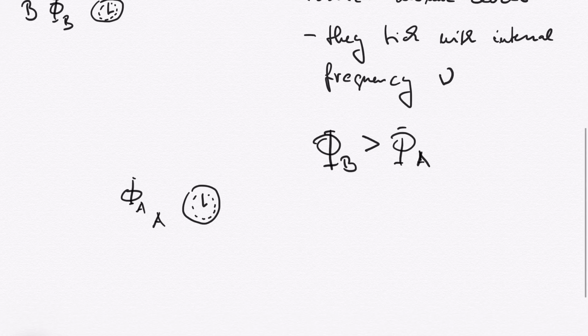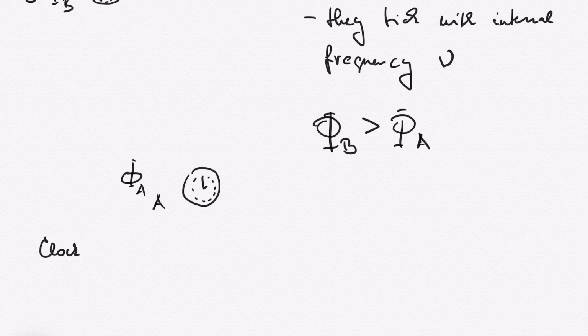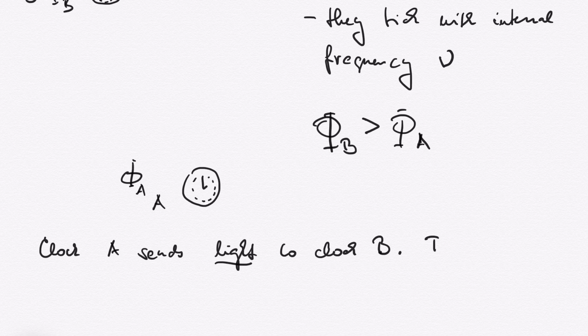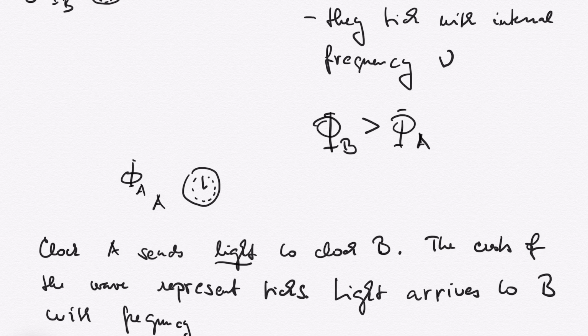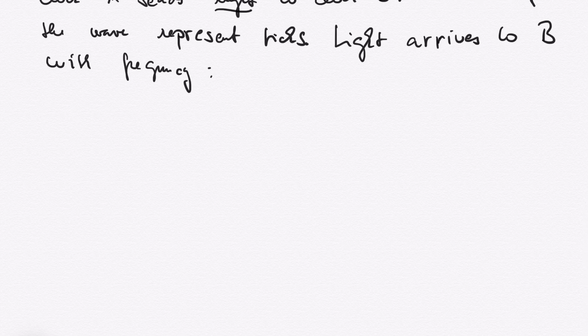So now what can happen is that clock A sends light to clock B. And let's say the crests of the light wave will be the ticks. So by counting the crests you count the ticks as clock A ticks. Now we have derived how the frequency of the light changes with the gravitational potential. So once the light from A arrives at B, the frequency nu B will be changed.